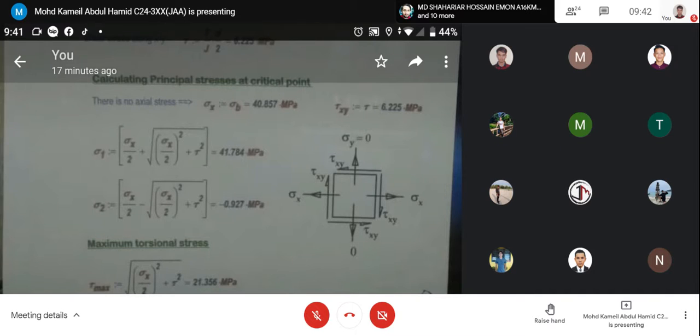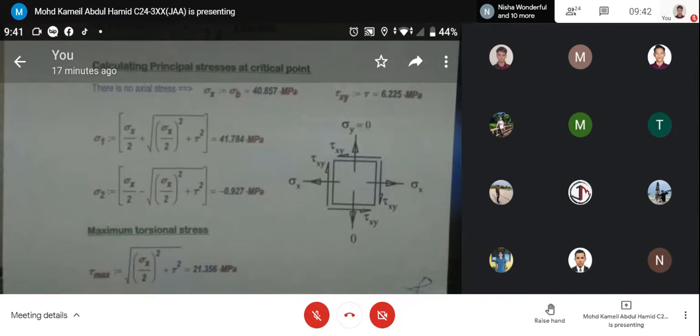So we have calculated the principal stresses at the critical point. Once you get sigma 1 and sigma 2, calculate the maximum shear stress: tau max is equal to the square root of (sigma x over 2) squared plus tau xy squared. Tau max is 21.356.